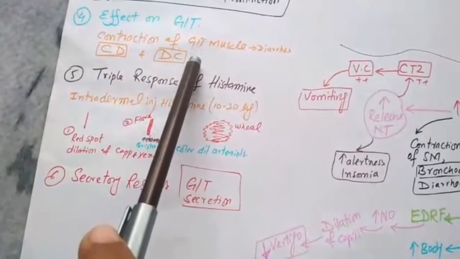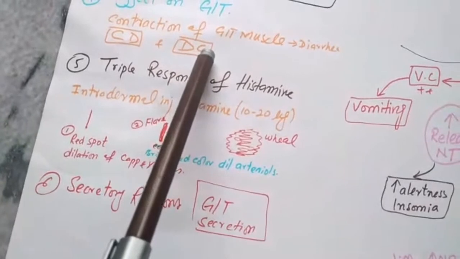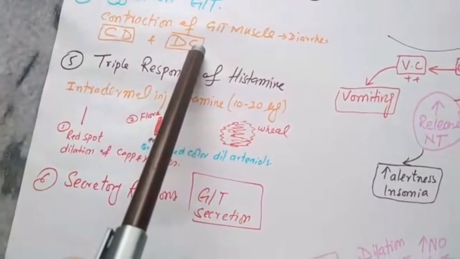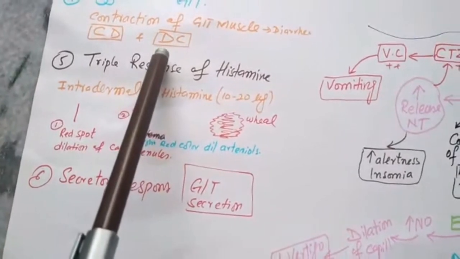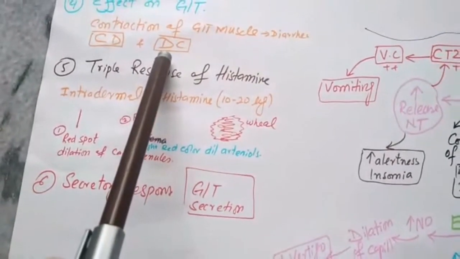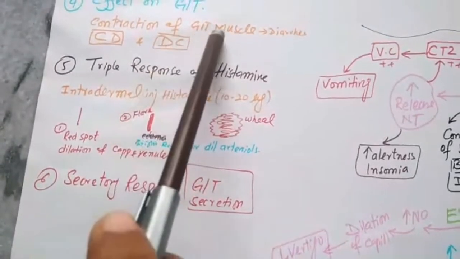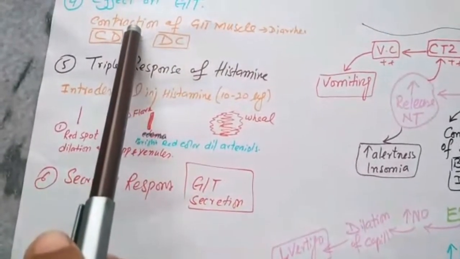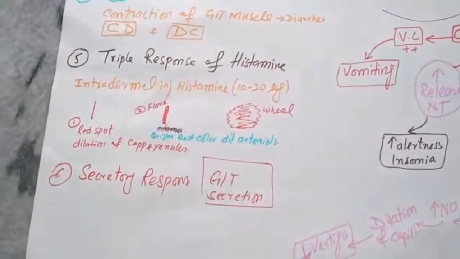For example, morphine in the GIT: the receptors for morphine are known as Gi. So Gi receptors are inhibitory, and that inhibitory receptor produces dilation in the smooth muscle of the GIT. So that dilation leads to constipation.